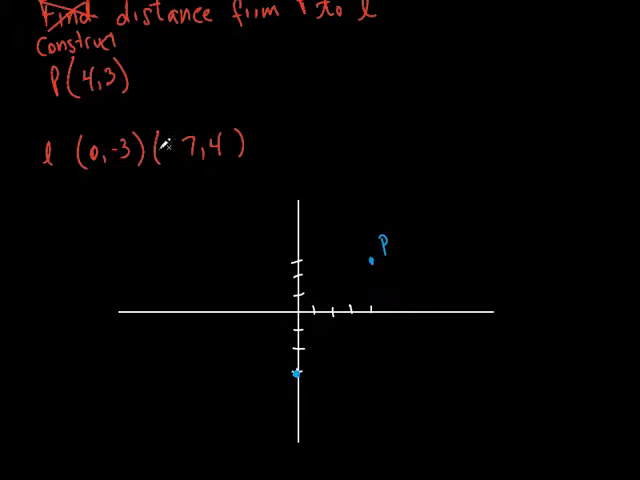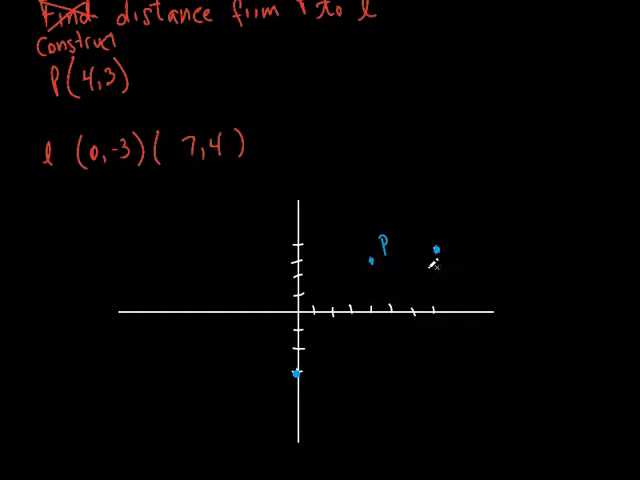And then what's our other point? 7, 4. So I got to count over 7, don't I? So give me a second. So that's 4, 5, 6, 7. That's 3. That's 4. So that would be about right there. Okay. Let's make it blue again.